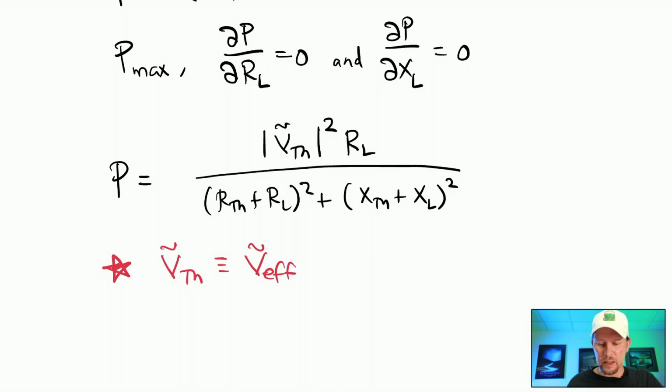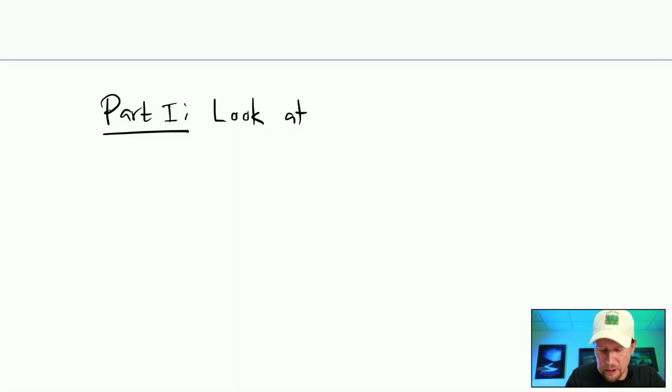So now what we want to do is split this into two parts: find the partial of the power with respect to the load resistance set equal to 0, and find the conditions under which that happens. Same thing with the partial of the reactance set equal to 0, and find the conditions that come along with it. So we're actually going to have two partial derivatives. Let's start with the first one. So this is going to be part 1, and it's going to be to look at the partial of the real power with respect to the load reactance and set that equal to 0.